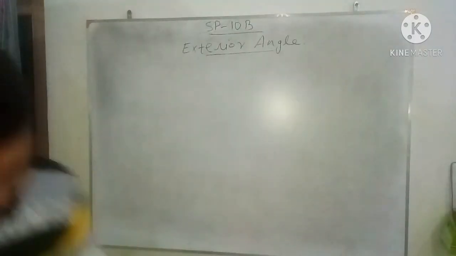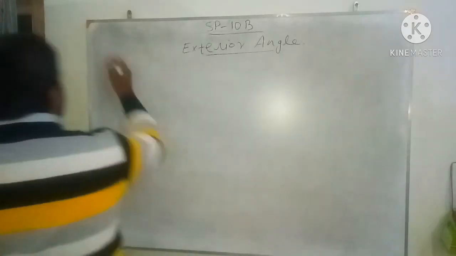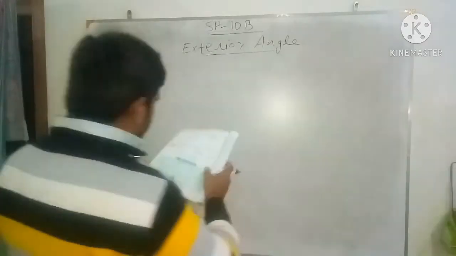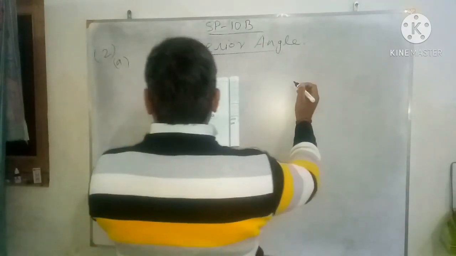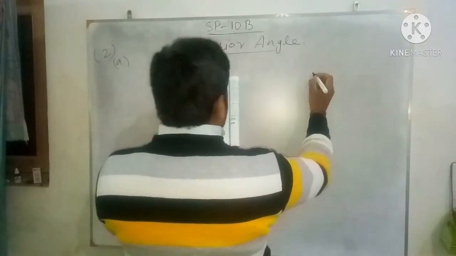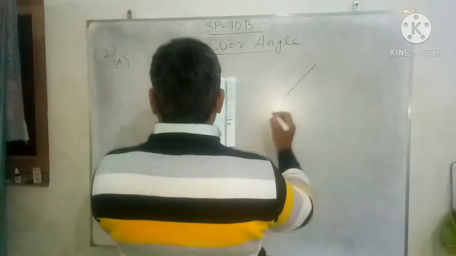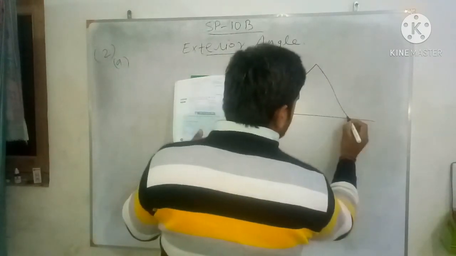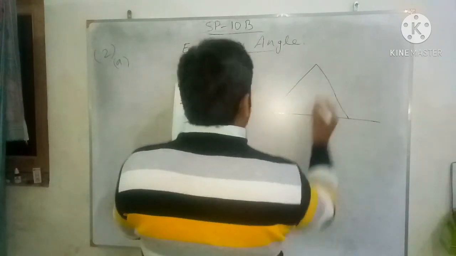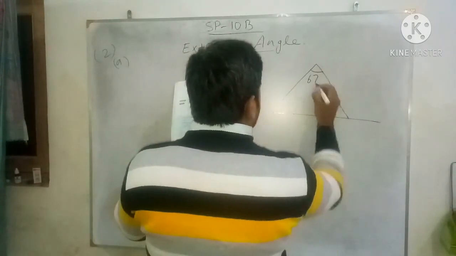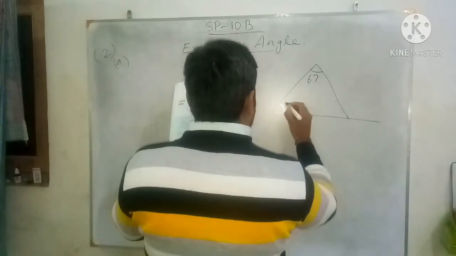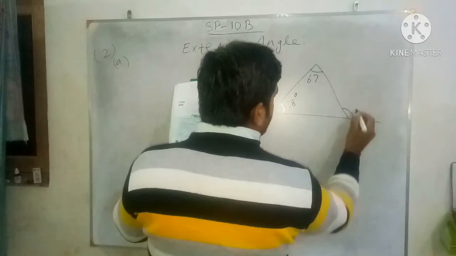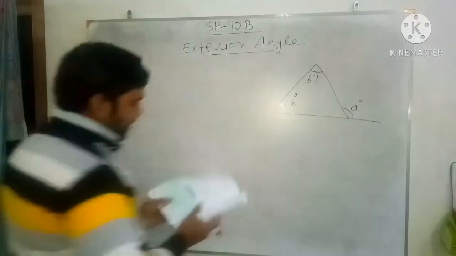Now see the question number 2, find the unknown mark angle. Question number 2a, find the unknown mark angle. So in this figure you can see that angle 67 degree, that angle 38 degree, and this is the exterior angle A. So you have to find this angle A.